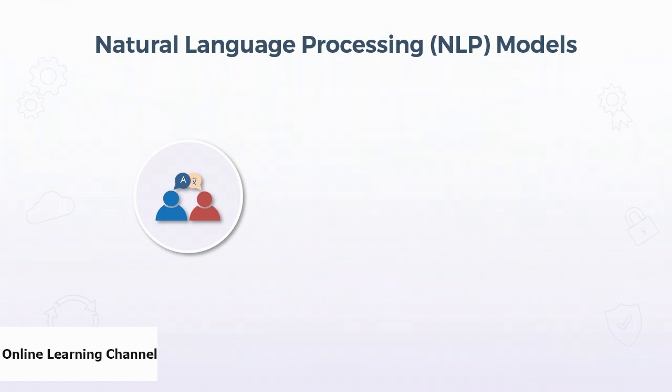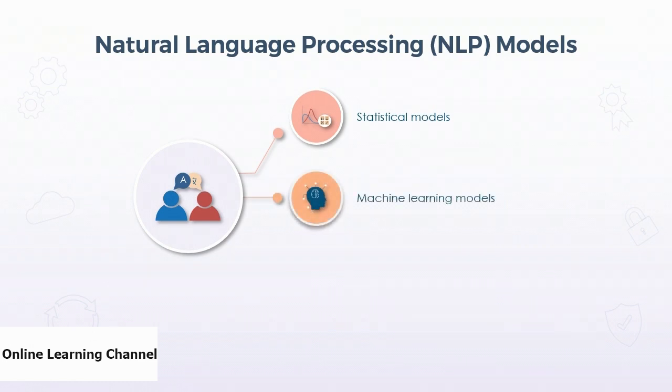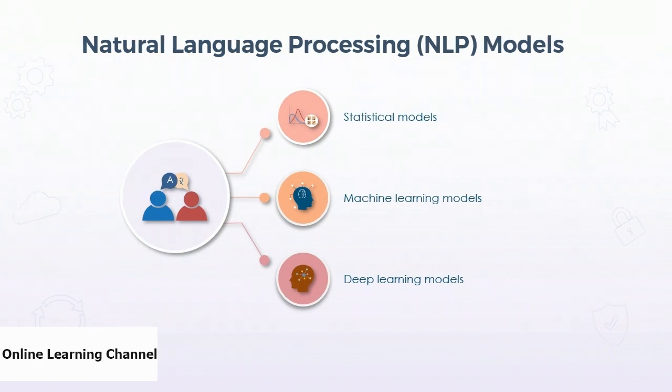NLP is an area of AI that deals with understanding written and spoken language. There are a number of different models that Azure deploys to achieve that. Statistical models can be used to determine the probability of what someone is saying. Machine learning models can be used to apply those probabilities to further train models. And deep learning models can be used to further dive into more complex scenarios and derive their meaning.